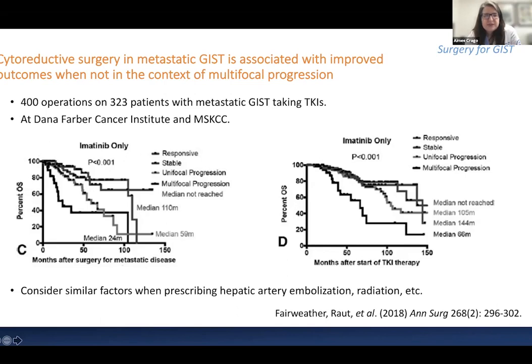And you can see that this is how long after the operation patients live based on whether all of their disease is controlled by the imatinib. These are these two lines at the top of this graph, whether all of their disease except one site is being controlled by the imatinib, or whether you're trying to use surgery to control disease that's progressing at multiple sites. And if we really look at these patients who have disease that's only progressing in one site, or where the disease is stable, those are patients who do really well when we use surgery to augment the effect and the utility of the drugs.